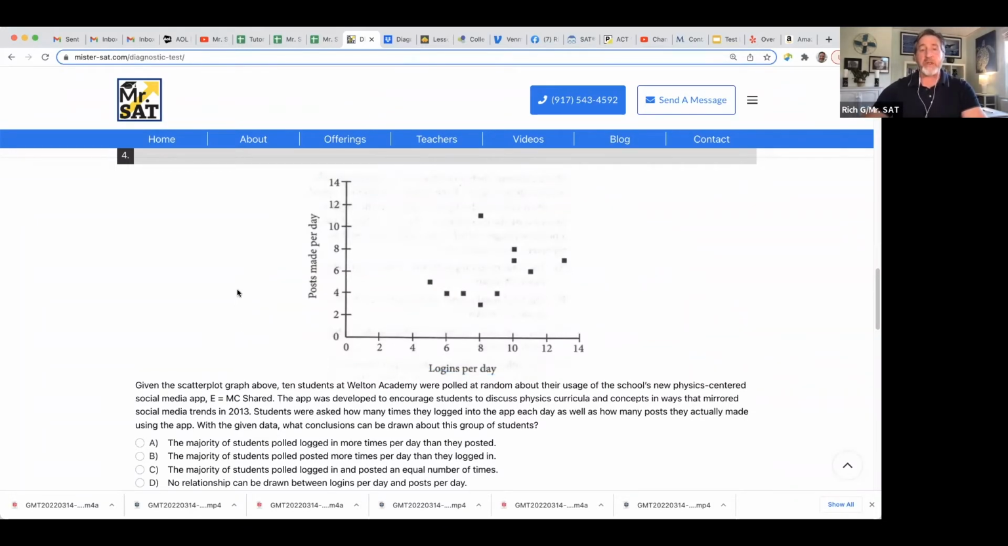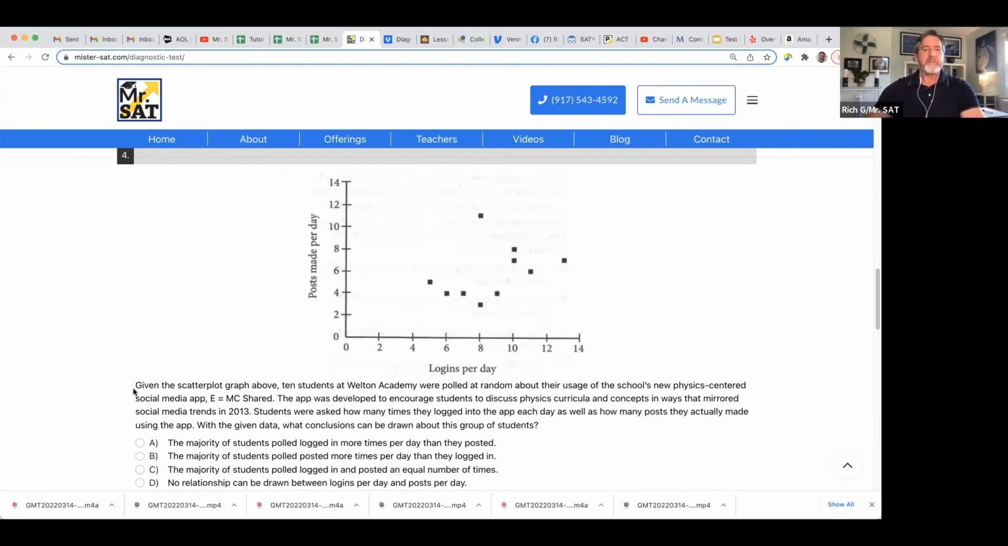Let's read and see what they want us to do with the scatter plot diagram. But before I get into this, why don't I just check out the graph and see what it all means. So the y-axis says posts made per day. Okay, I don't know what that means. And this says logins per day. It's the number of logins per day. So I've got logins per day and posts made per day and various data. It's very simple. Don't quite know what it all means, so we haven't read anything.